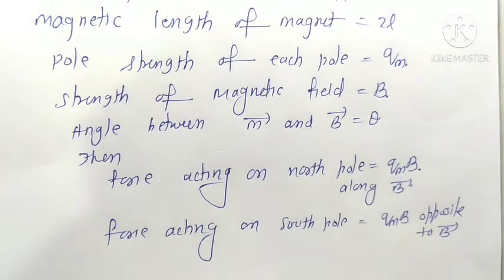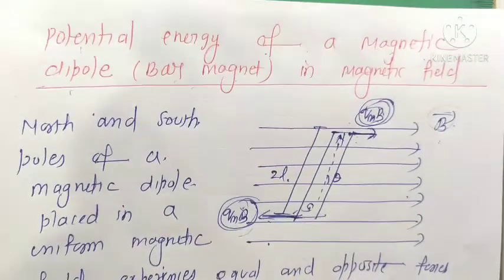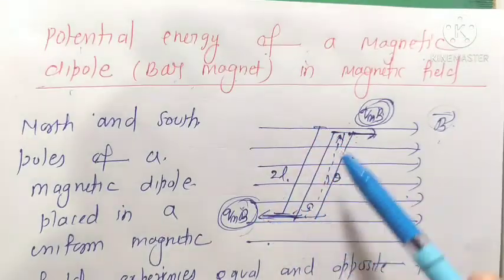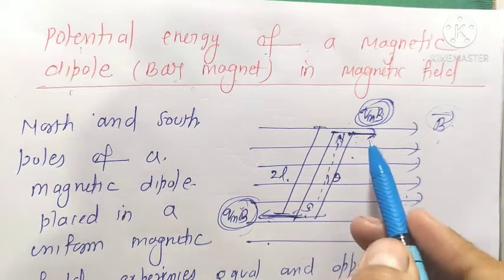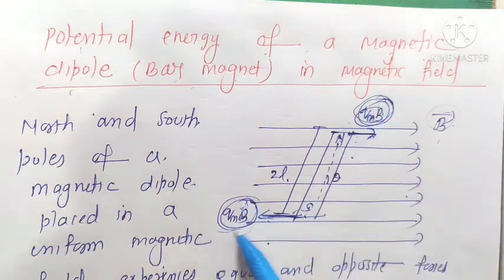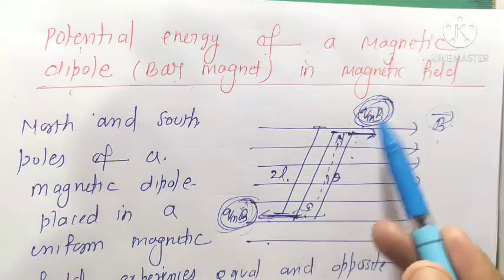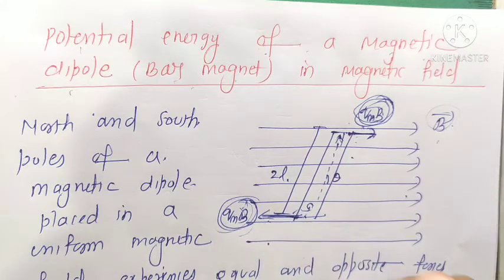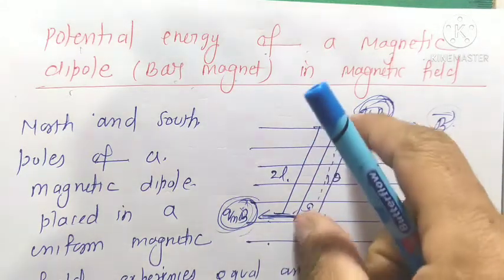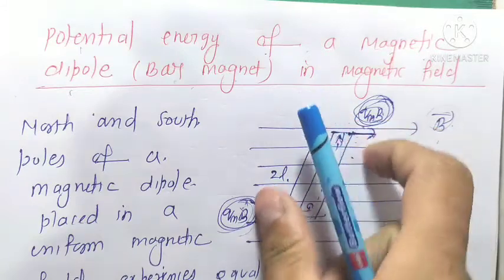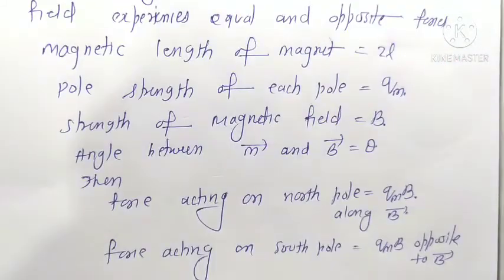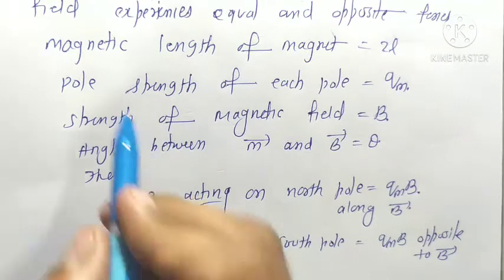So here we take a bar magnet placed in a uniform magnetic field, due to which two forces work on its both poles, north pole and south pole, having equal magnitude but opposite in direction, due to which a couple is produced and this magnet rotates due to torque.